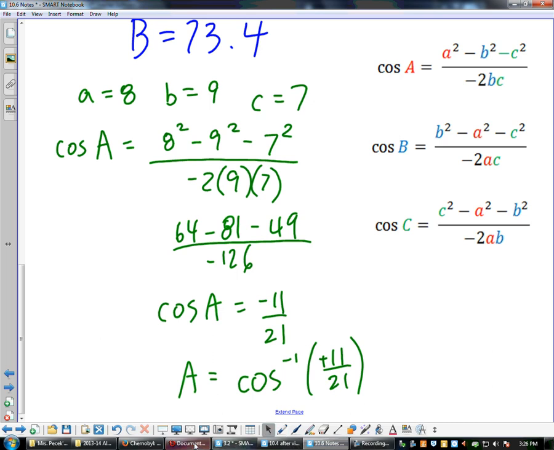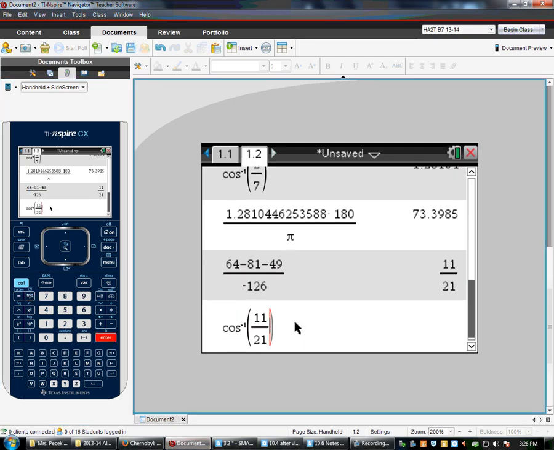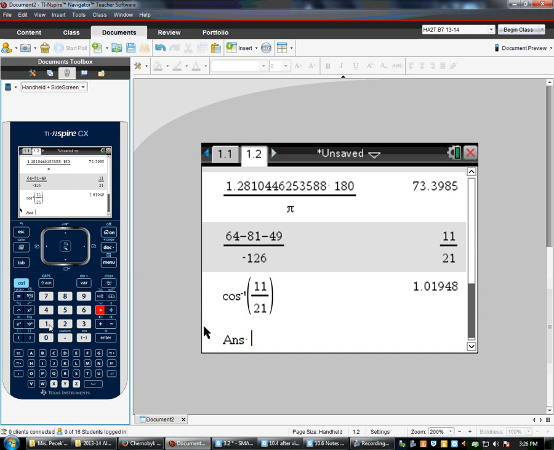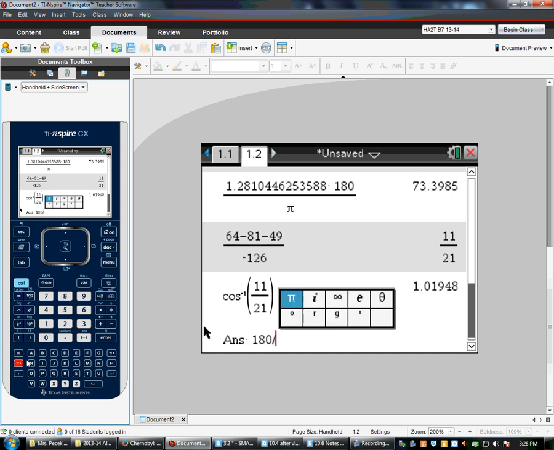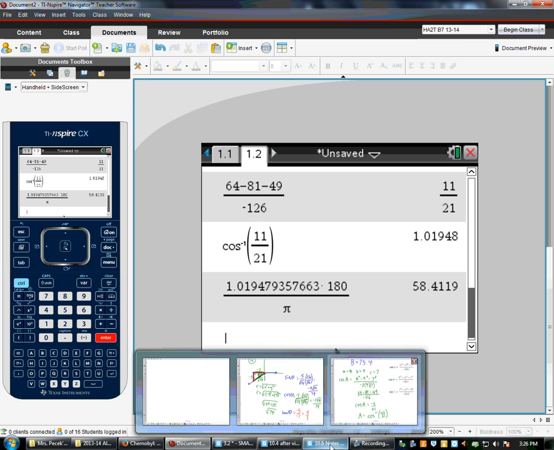Positive 11 over 21. So we do cosine inverse of 11 over 21, and we get approximately 1.02. We want to convert that to degrees because that's 1.02 radians. So we say times 180 divided by pi, and we end up getting about 58.4 degrees.